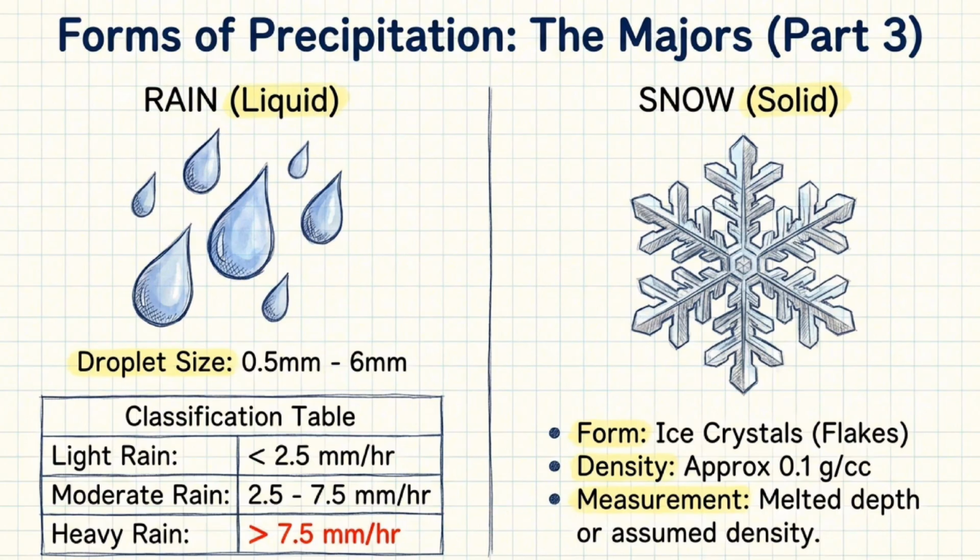Finally, how do we measure snowfall? Since snow is fluffy, meteorologists usually melt the snow into water and measure its depth, or they estimate it using the assumed density. So remember three simple points. Snow forms as ice crystals, it has very low density, and snowfall is usually measured by melting it into water depth.